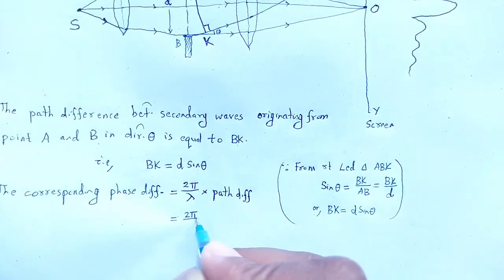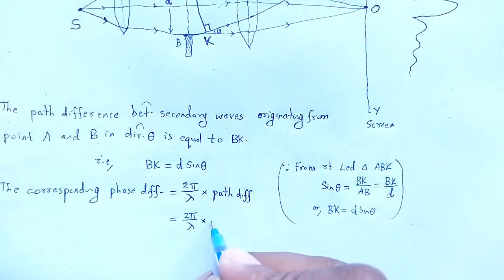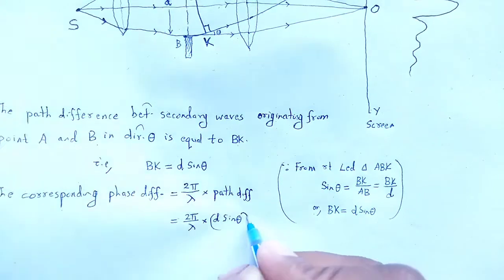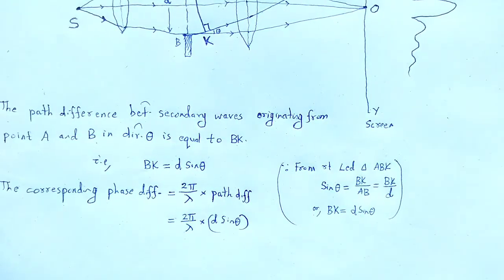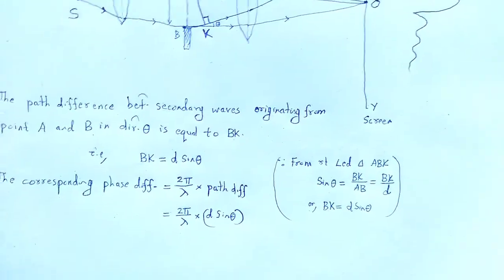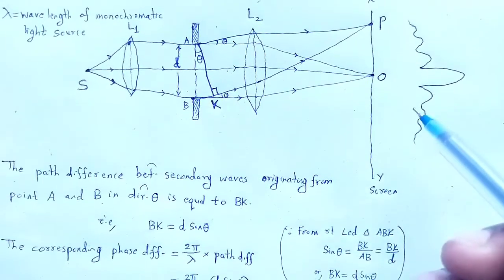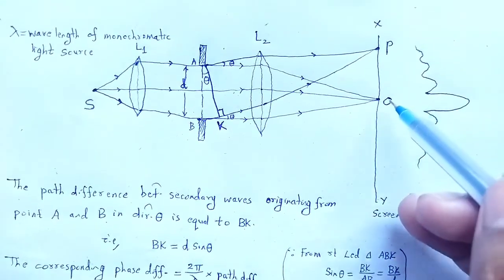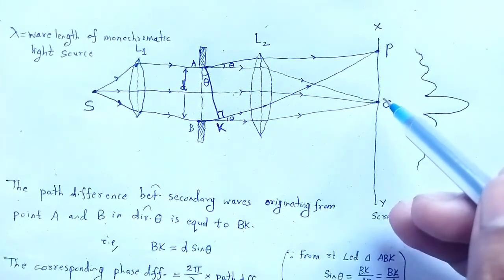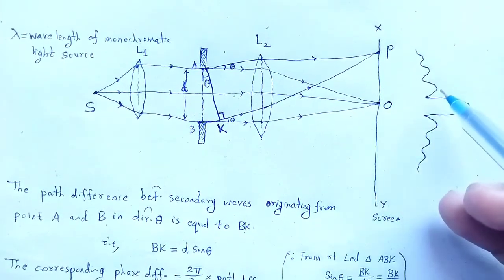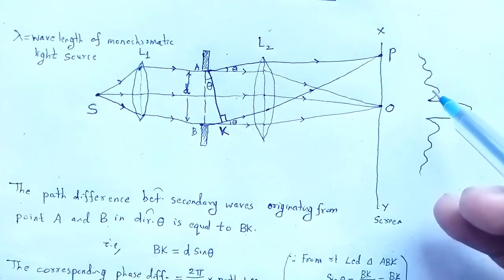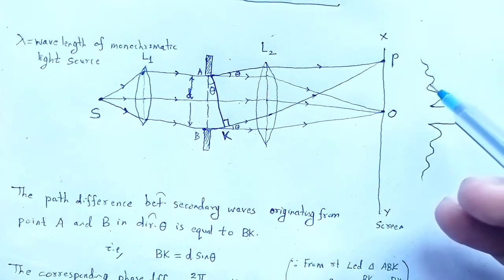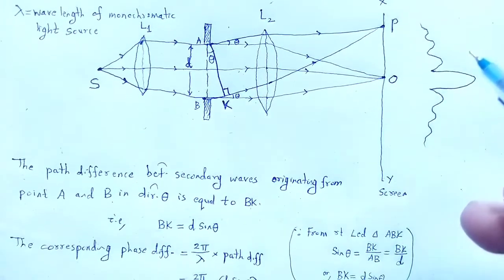2 pi by lambda into path difference, that is d sin theta. Our aim is to find out what will be the position of the central ray and first secondary minima, first secondary maxima, and so on.